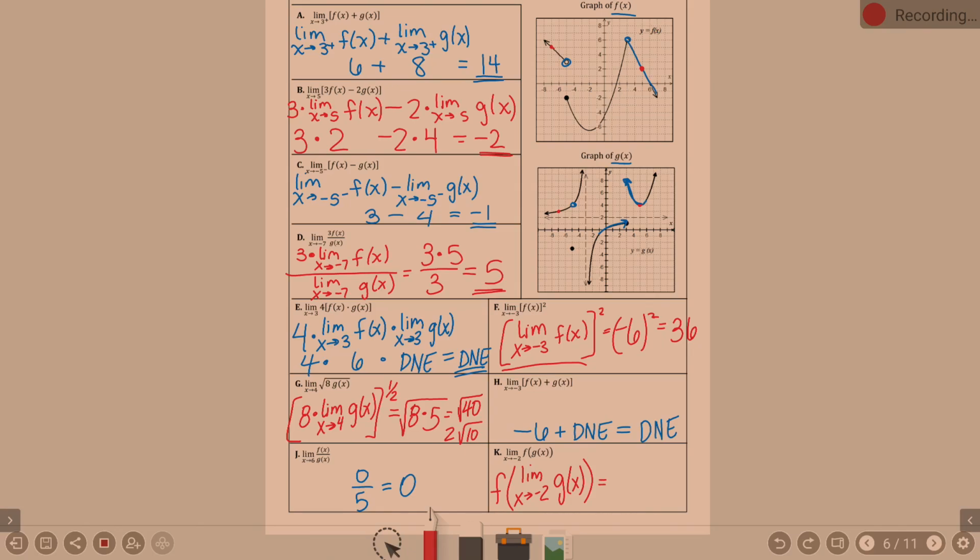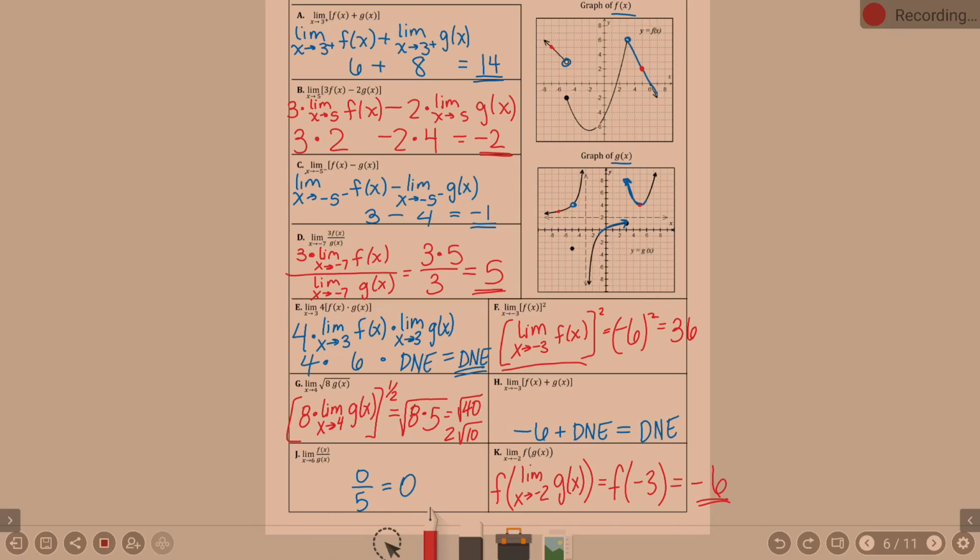Like any typical math problem, you start inside the parentheses, right? So we start inside the parentheses: as x approaches -2 on g of x, it is -3. So now your problem becomes f of -3, which would just be -6, right? Yes. Because now we're not doing a limit, we're looking for a point. f of -3 is indeed -6. Okay?